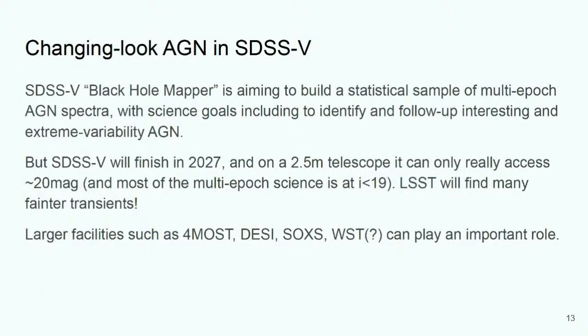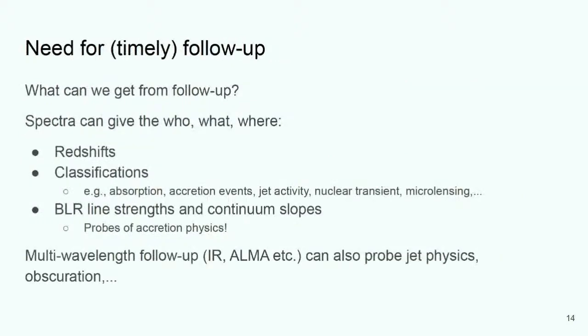At the same time, SDSS-V is going to finish in a couple of years' time. It's not going to continue throughout LSST. And Claudia mentioned this yesterday, there's what might happen next. But fundamentally, SDSS is only a 2.5 meter telescope, and it's really limited to sort of 19th magnitude to get prompt follow-up. And LSST is going to find many, many fainter AGN doing interesting stuff that I think is worth thinking about. How can we follow it up? And that's where maybe large facilities could be useful.